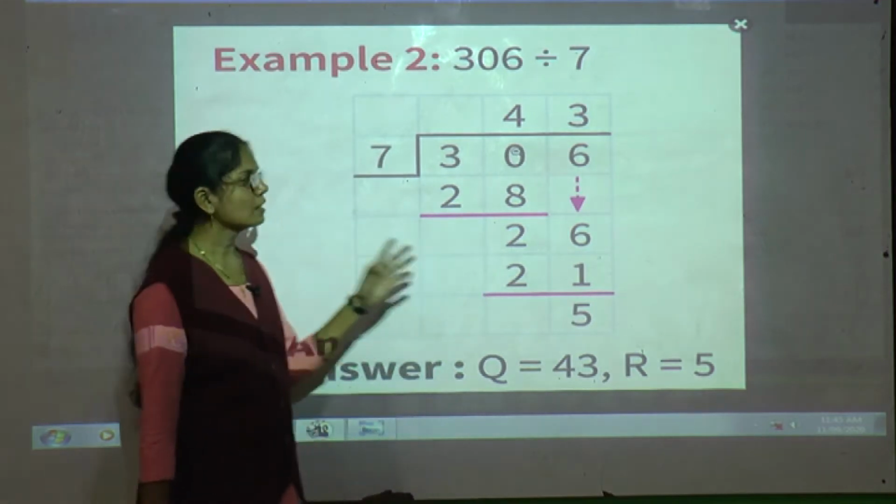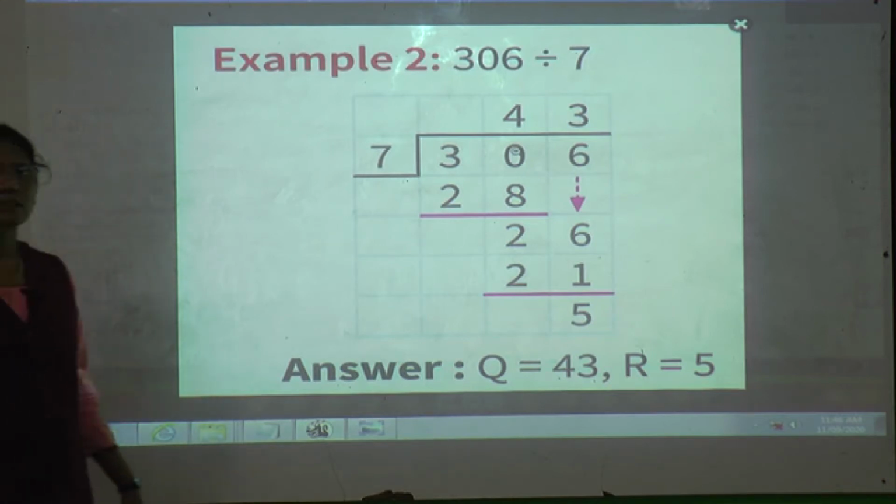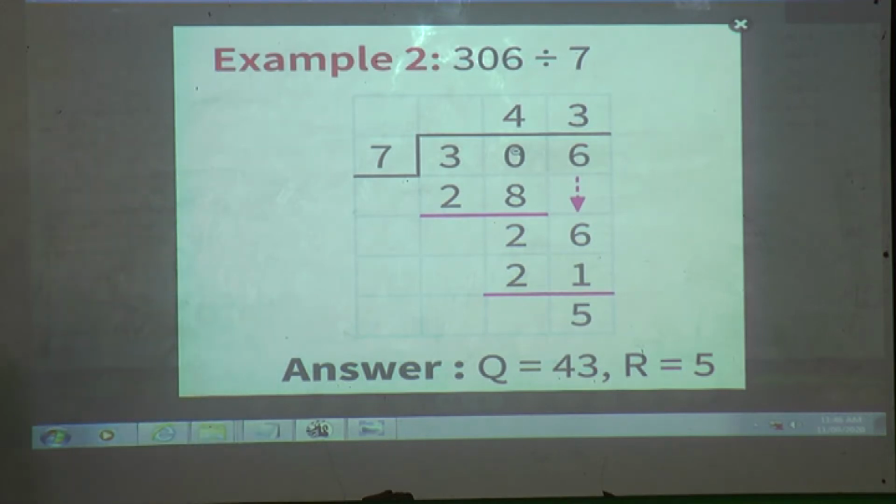Okay, clear? In this way you can solve the division with remainder. So here 306 divided by 7 is equal to what? 43, and the remainder is 5. So finally at the end you have to write the answer, that is Q is equal to 43 and R is equal to 5. Clear, students? Okay, now shall we move to the next exercise? Okay, see the next exercise, that is exercise 1.5.